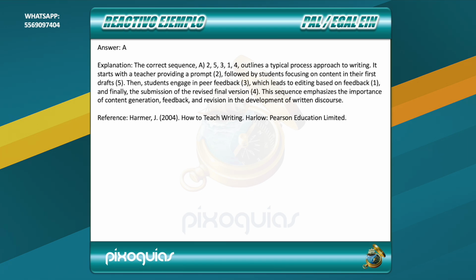And finally, the submission of the revised final version, which is 4. This sequence emphasizes the importance of content generation, feedback, and revision in the development of written discourse.